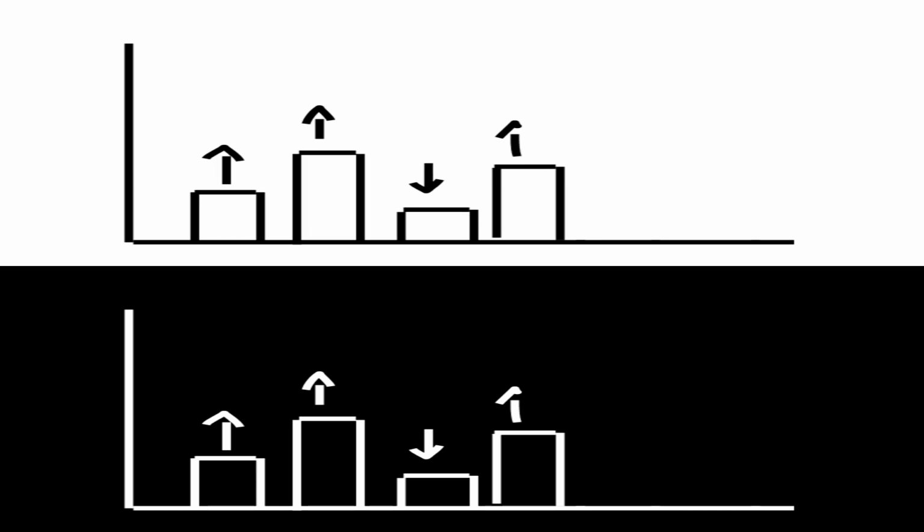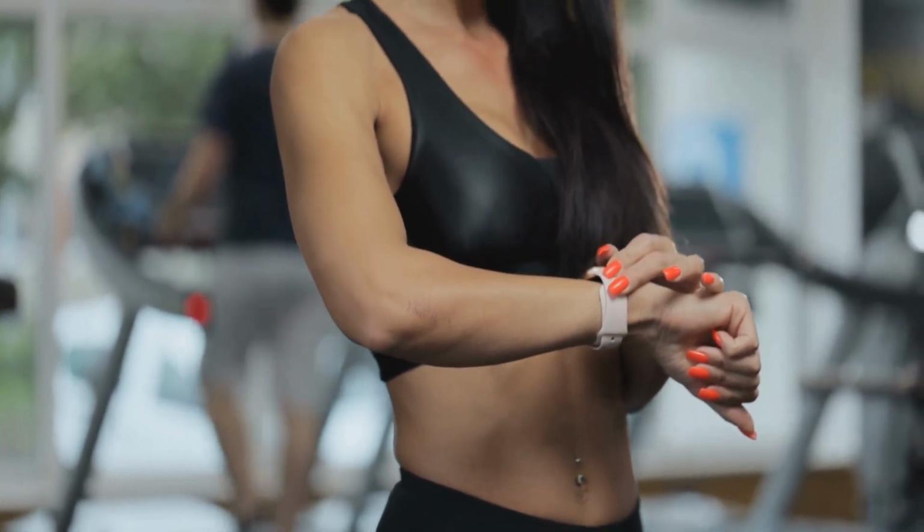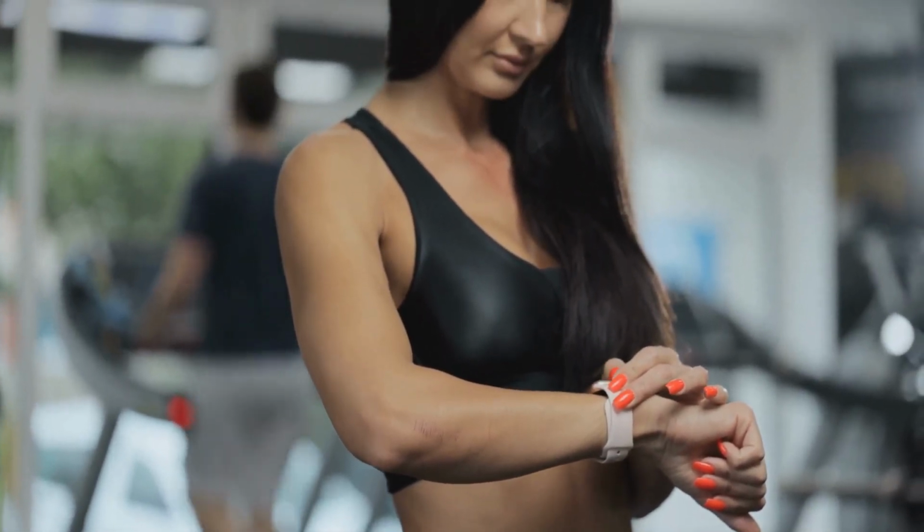correlation. Positive correlation means that as one variable increases, so does the other. They move in the same direction. A classic example is the relationship between hours exercised and calories burned.